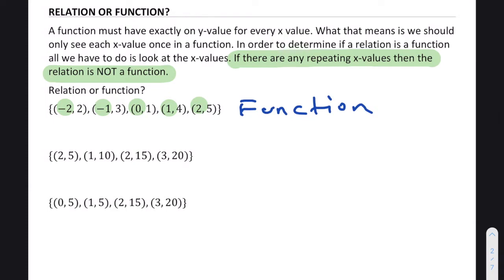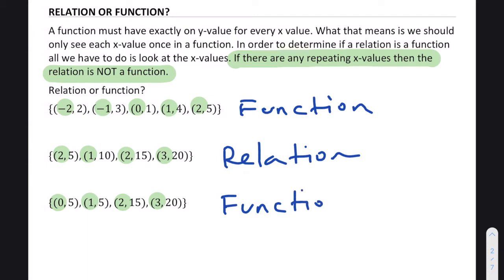Okay, if we look at the second one, we have 2, 1, 2, and 3. And you'll notice I said 2 twice. So saying 2 twice is a bad thing when it comes to a function. So this is just a relation because 2 results in a y value of 5 and 2 results in a y value of 15. So this would be just a relation, not a function. And the last one, we have 0, 1, 2, and 3. So you'll notice I didn't repeat any numbers for the x values, so that means this is a function.